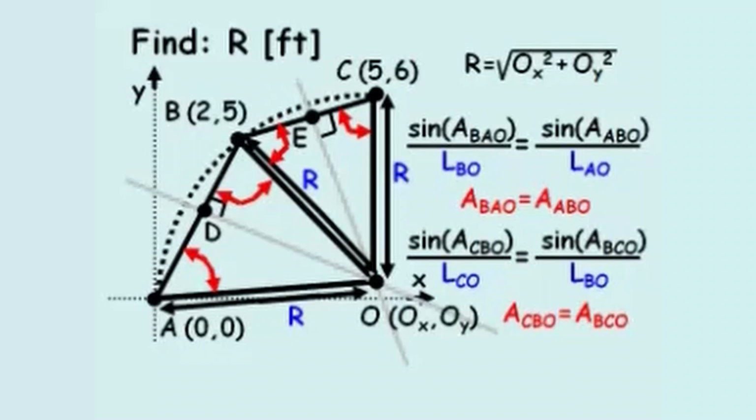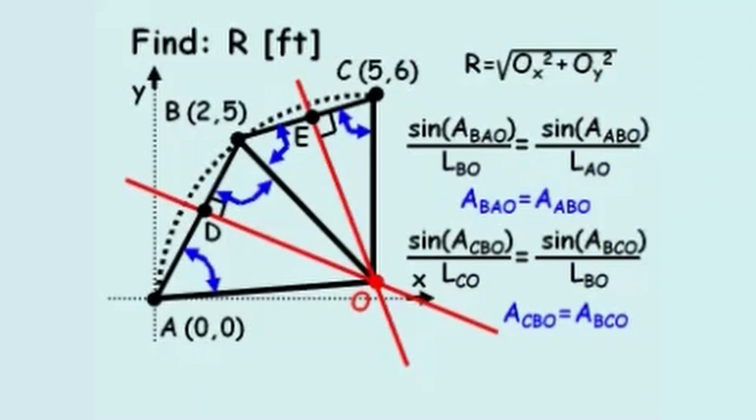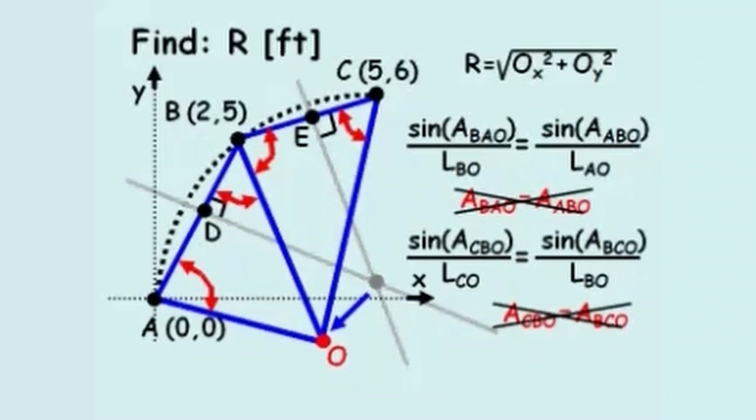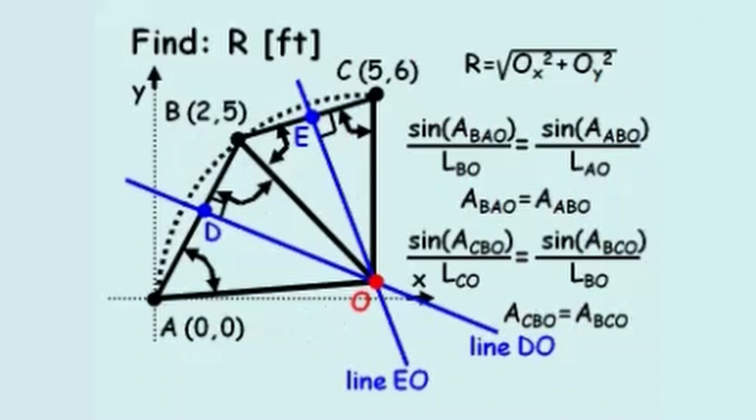For these two pairs of angles to be equal, point O must lie on the line which bisects and is perpendicular to chords AB and BC. If point O lies not on either line DO or EO, this would violate the angle equalities which we know to be true based on geometry. Therefore, all we have to do is solve for the point which lies on lines DO and EO.